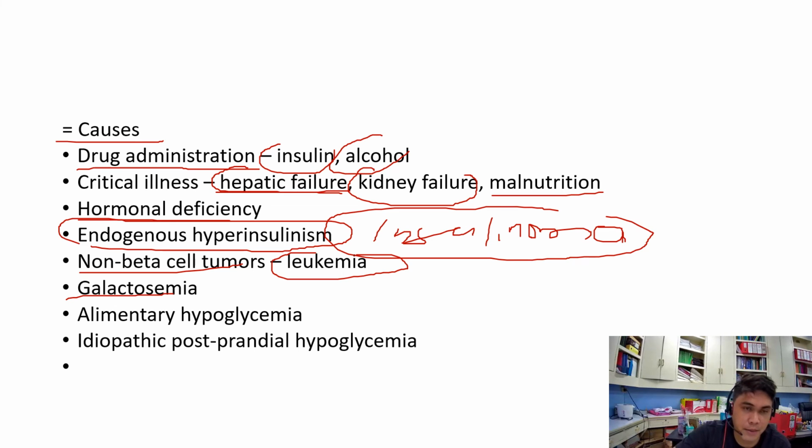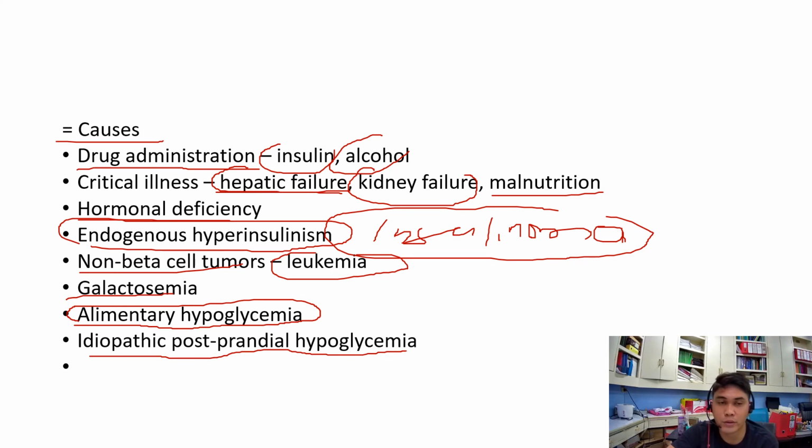Then next is alimentary hypoglycemia. It will usually happen post gastric surgery. Then next you have idiopathic postprandial hypoglycemia, idiopathic meaning no known cause. For alimentary hypoglycemia, there is hypoglycemia because of alteration in the gastrointestinal tract after surgery. So these are the possible causes of hypoglycemia.